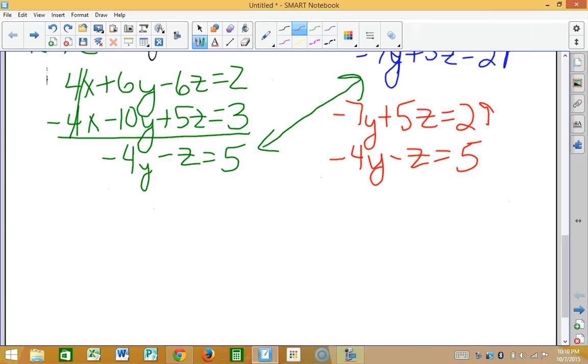Okay, so let's go ahead and multiply again. So we'll multiply by, let's get rid of z this time. So we're going to multiply by 1, and we're going to multiply by 5. Boy, that came out a little rough. Let's try that again.